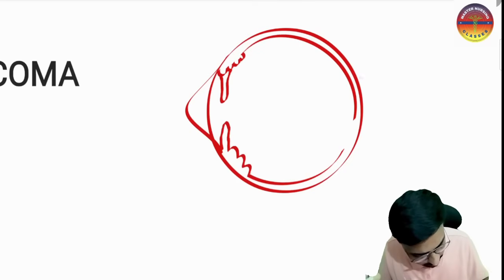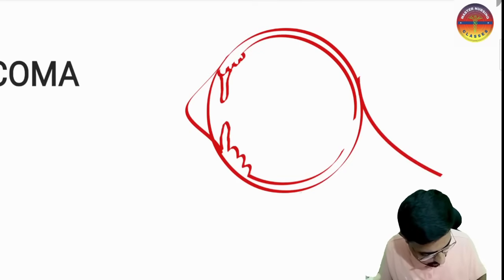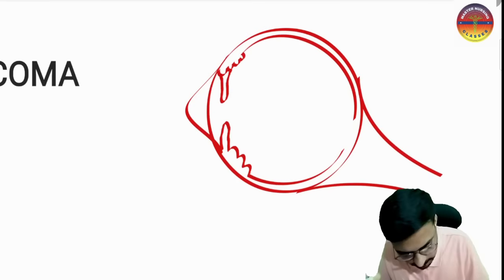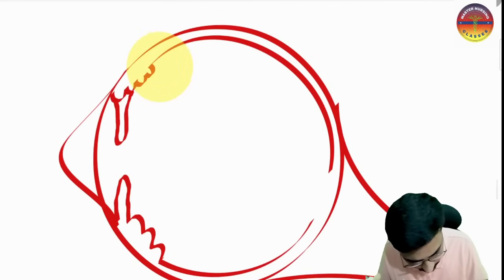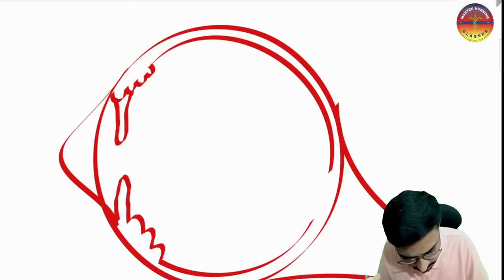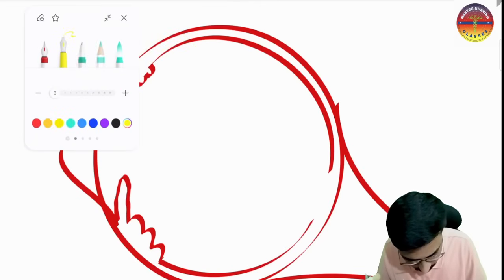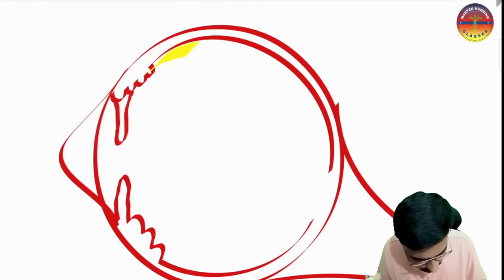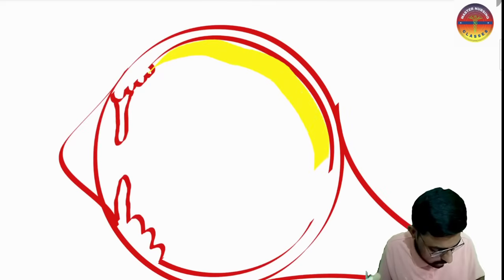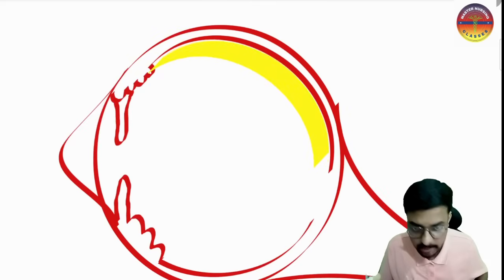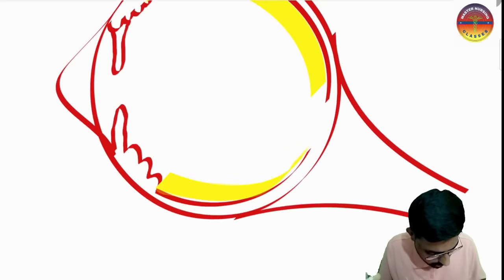In attachment to the choroid layer, the second layer, we have the innermost layer, which we call the retina. This particular retina is the innermost layer, which is directly attached to the choroid. So this is the retina, which is attached with the choroid.